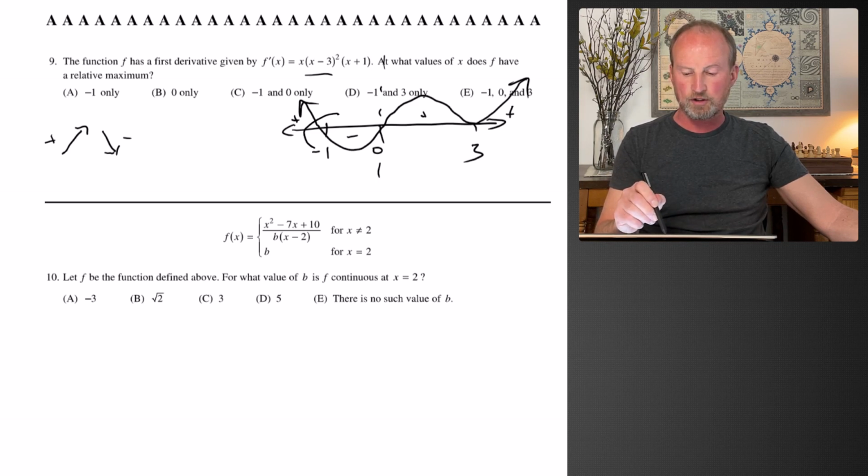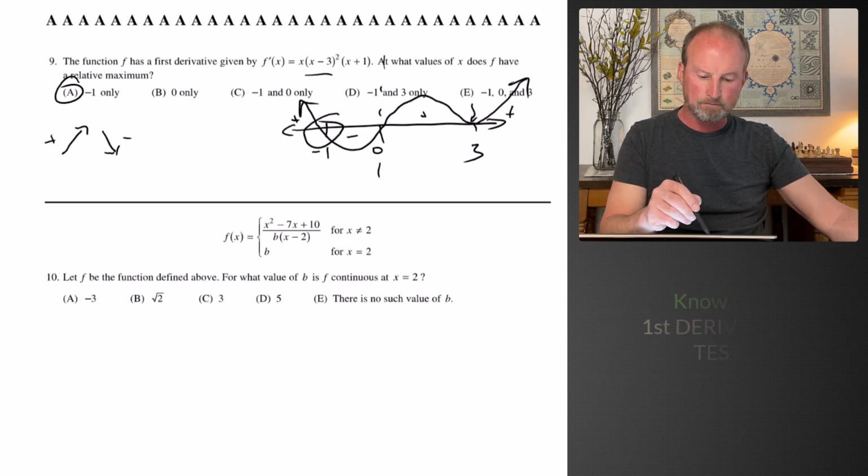It goes from a positive to negative at -1. Not at 1, that's a minimum, and not at 3, that's a plateau point. My function is increasing, and then it's increasing again. This is my derivative graph, remember, right? This is my derivative graph. This is not the graph of what I'm looking at. I want to know what's the maximum in f. This is f prime. Okay, so this is a plateau point here at 3. So what's my answer? Looks like -1 only, letter A.